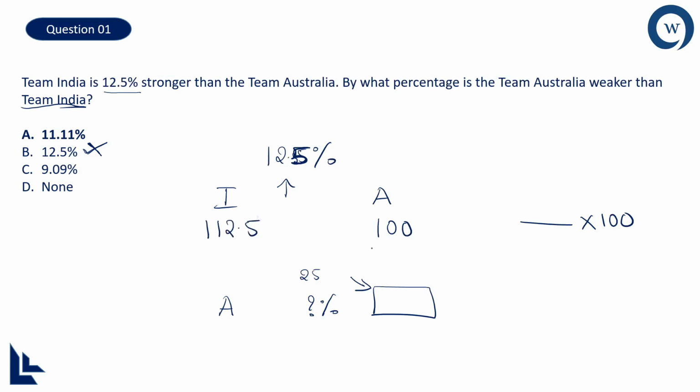And now they're asking by what percentage Australia is weaker compared to India. So you just need to do the same thing. What is the difference between the two entities? It is 12.5, and that has to be taken in the numerator, divided by India's value, 112.5, into 100.